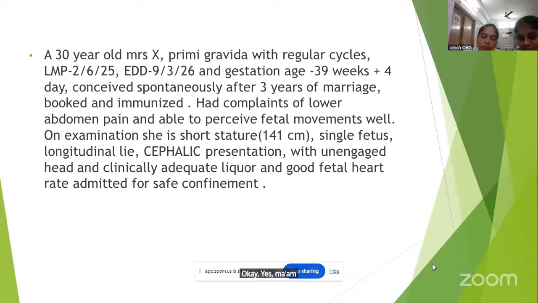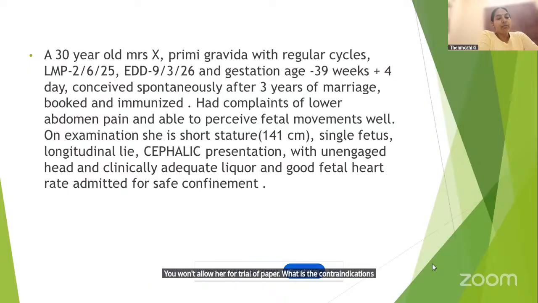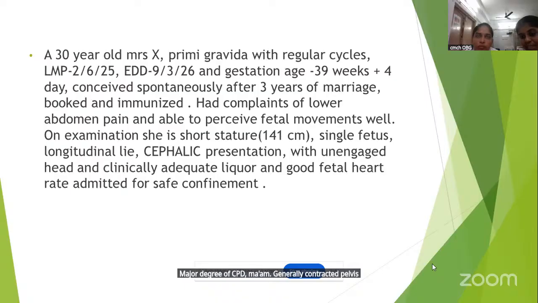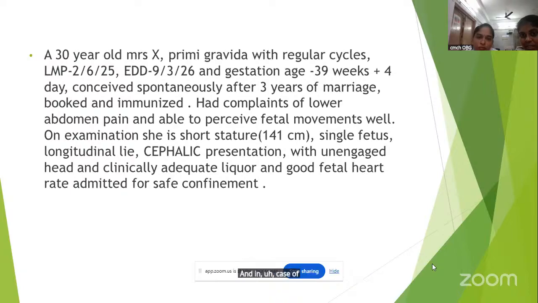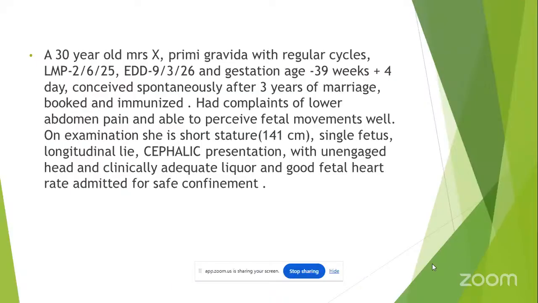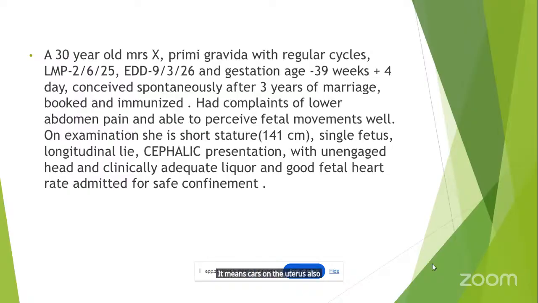Yes, okay. So when you go for a planned cesarean delivery, you won't allow her for trial of labor. What are the contraindications for trial of labor? Major degree of CPD, ma'am. Generally contracted pelvis and major CPD at the level of mid pelvis and outlet. And if the patient has other obstetric or maternal comorbidities, and in case of malpresentations and malpositions, ma'am, they can't allow her. Any scars on the uterus also you should not allow. Any scars, big baby.